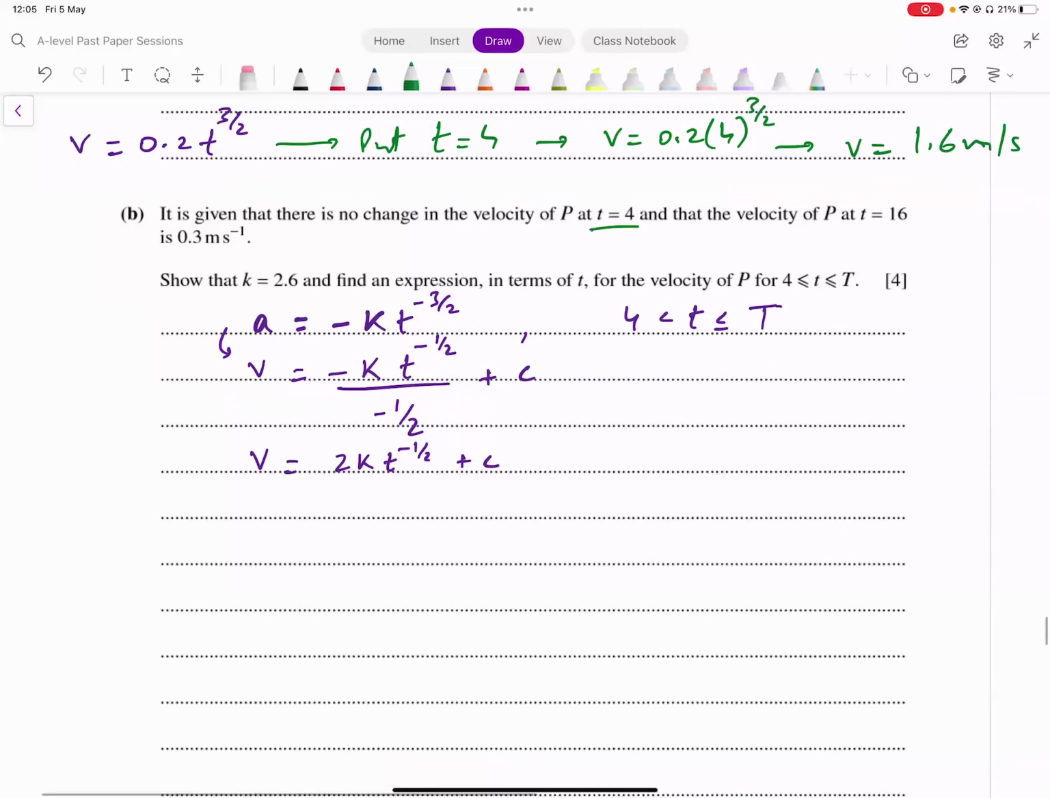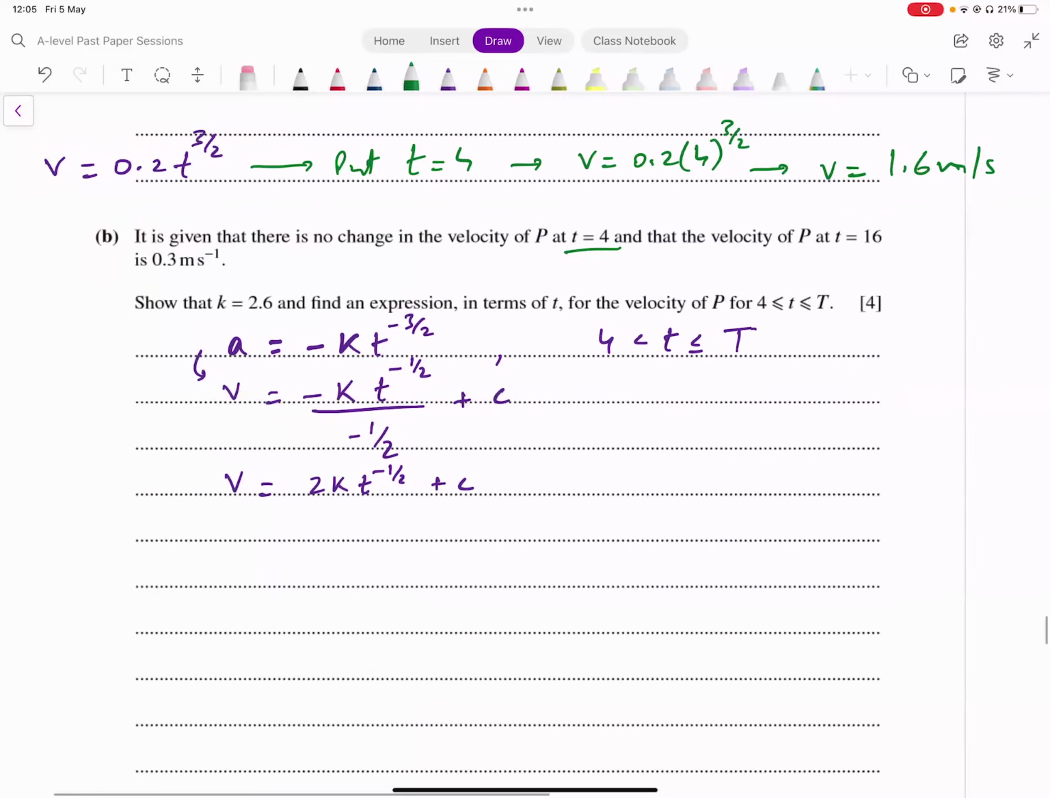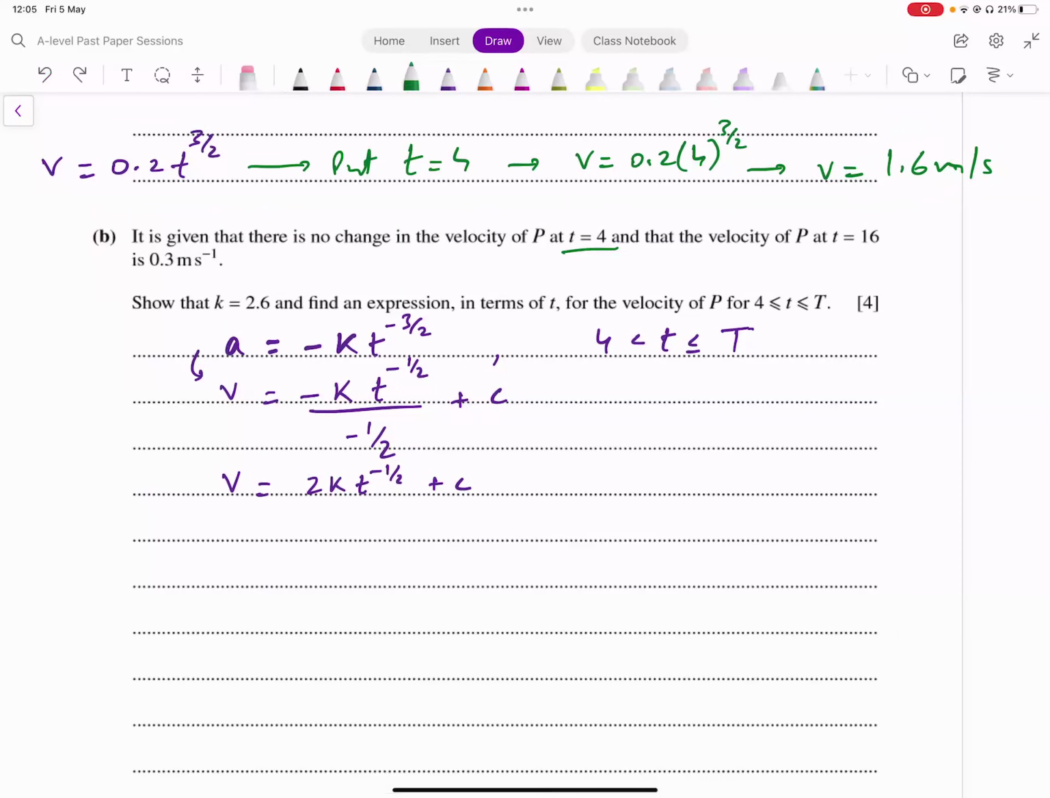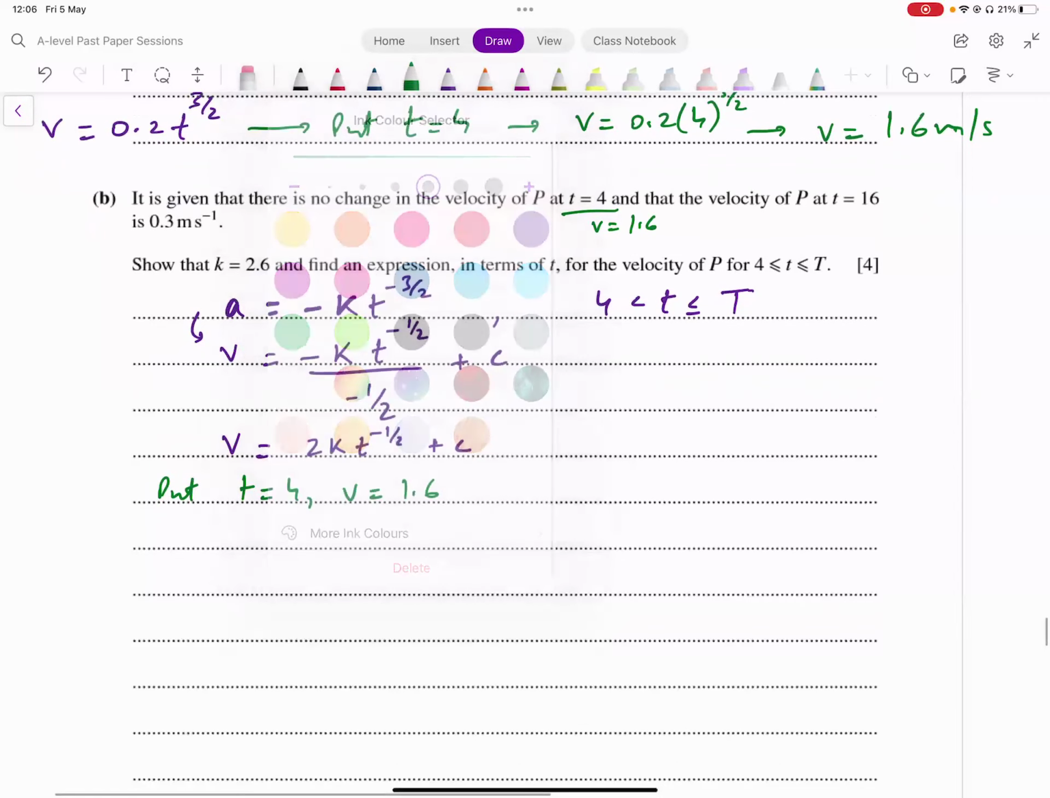हमें पता है टाइम इक्वल्स 4 के ऊपर उसने कहा वेलोसिटी एकदम चेंज नहीं होती है, तो टाइम इक्वल्स 4 के ऊपर वेलोसिटी क्या होनी चाहिए जो हमने फर्स्ट पार्ट में फाइंड किया? v equals 1.6. Let's put that point here first of all. t equals 4 and v equals 1.6. Let's see what we get from that.